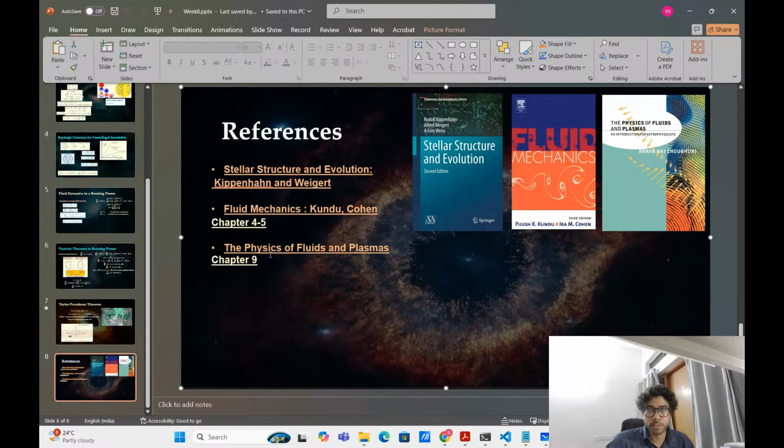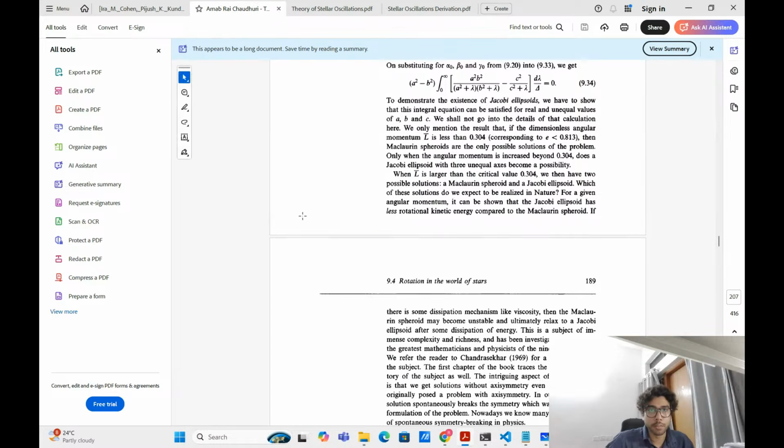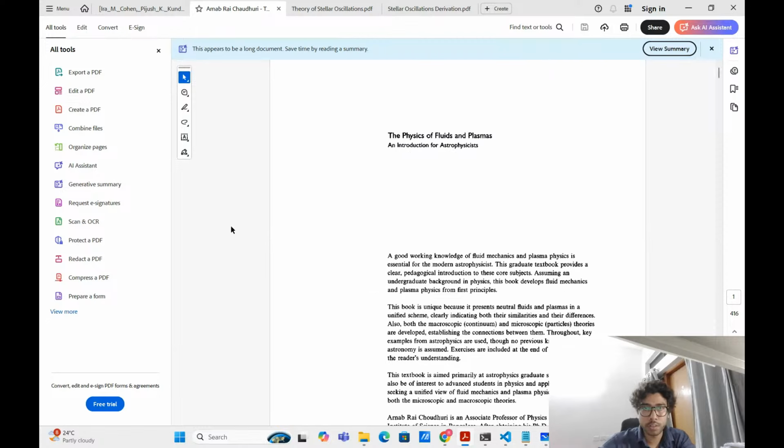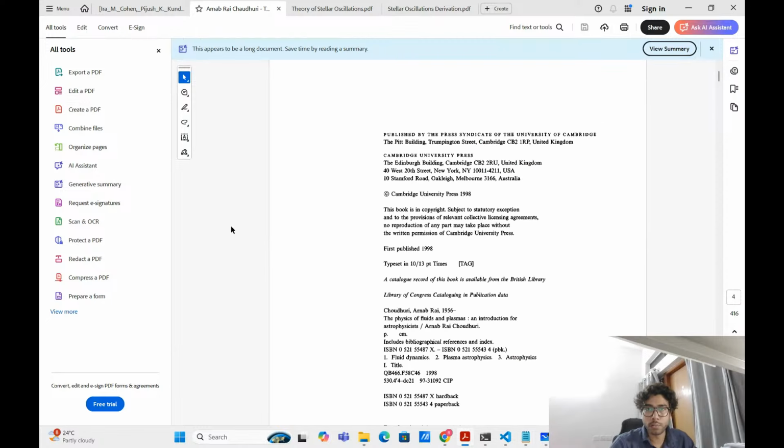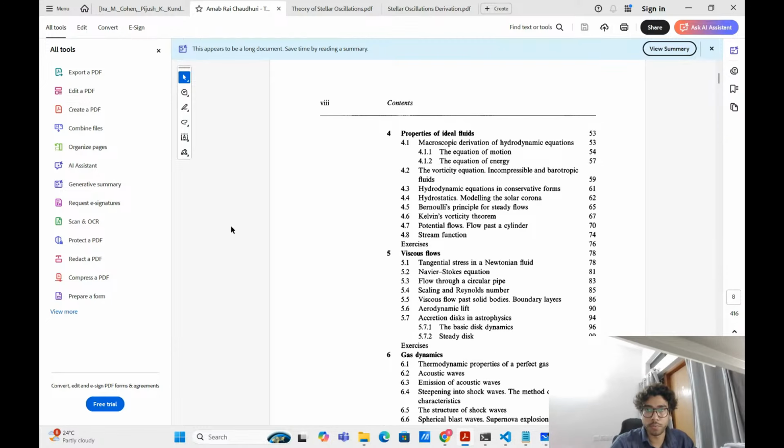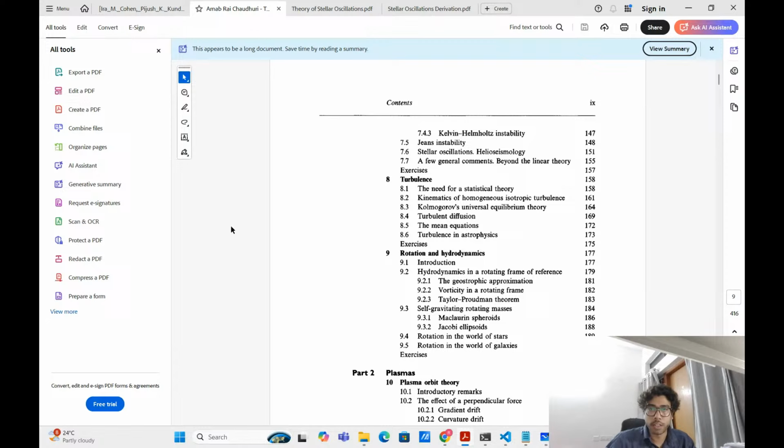this book is by Arnab Rai Choudhuri. This also contains the Taylor-Proudman theorem and all those things. Chapter 9, I think. I also have this book open. This is also a good book from an astrophysics point of view. Chapter 9 contains hydrodynamics in a rotating frame, vorticity, the Taylor-Proudman theorem, and all those things. Okay.